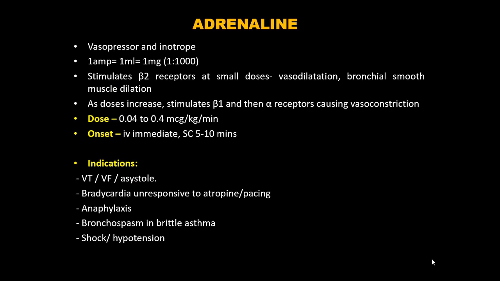Adrenaline: one ampule contains 1 milligram in 1:1000 concentration. It stimulates beta 2 receptor at small dose. It can cause vasodilatation and bronchial smooth muscle dilatation, and with increasing dose it stimulates beta 1, then alpha receptor stimulation causing vasoconstriction. Indications are VT, VF, asystole, bradycardia, anaphylaxis, and bronchospasm.